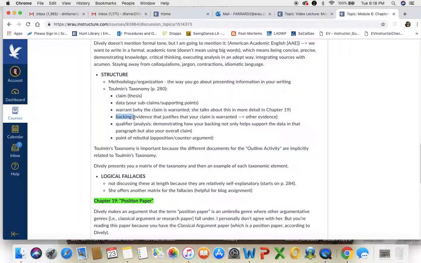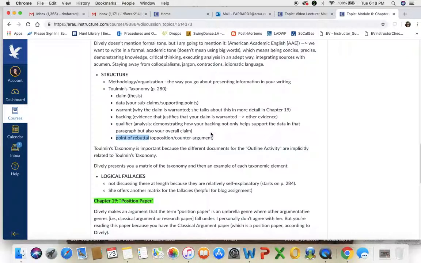The backing is the further evidence that you bring into your paper to justify that your claim is warranted. The qualifier is basically your analysis, right? You're bringing in all this evidence and making all of these points in order to support a claim. Then you have to do the analysis, which is demonstrating how your backing not only helps support the data in that paragraph, but also your overall claim. And then the point of rebuttal.